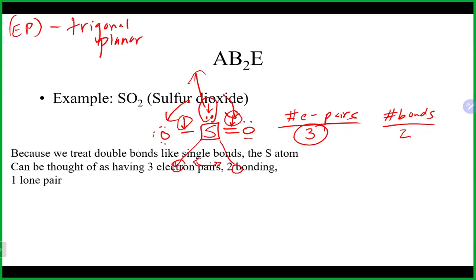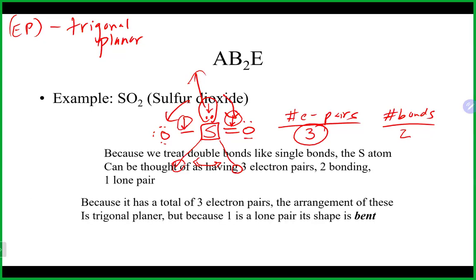And what ends up happening is we get a geometry, which for lecture I'm going to call angular. And the reason I'm going to call that angular is because of the bond angle associated with it. I will say some people will call it bent. Some people will call it bent angular. But we're going to use angular for this arrangement of 3 electron pairs and 2 bonds.